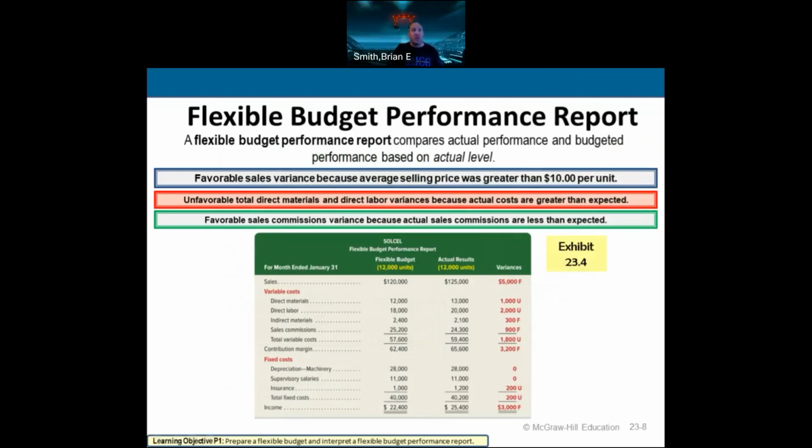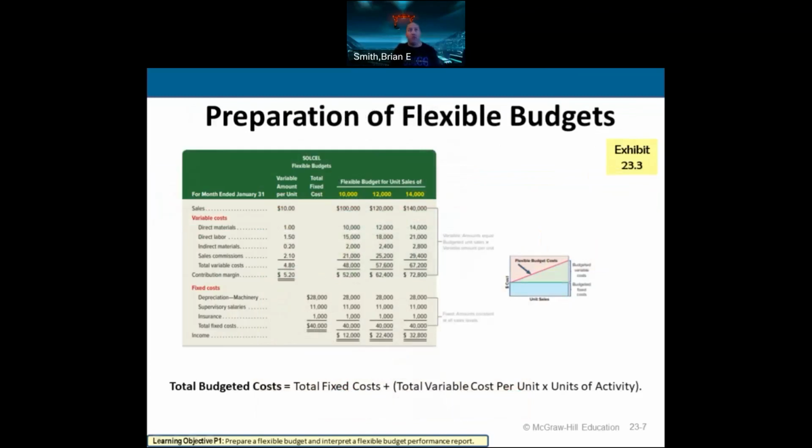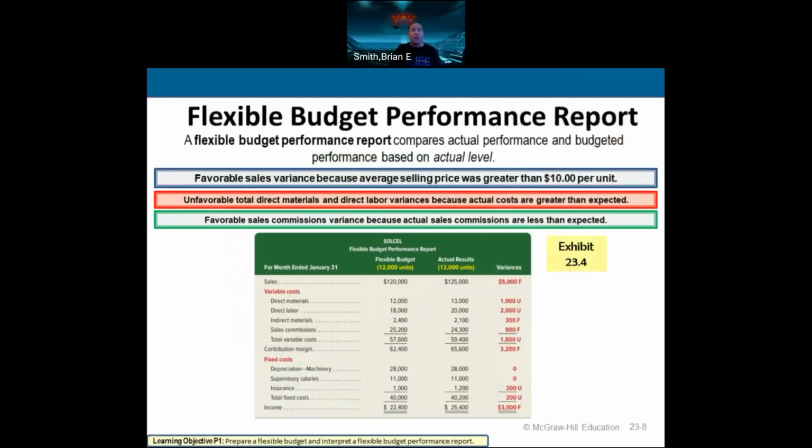So in this case, as we look at this, when we looked at our flexible budget here, I'm going to go back here. We have a 12,000 unit sales. Now we found out that we actually did sell 12,000 units. So now we can take our actual results and compare them to our flexible budget under the 12,000 units and compare how we did.